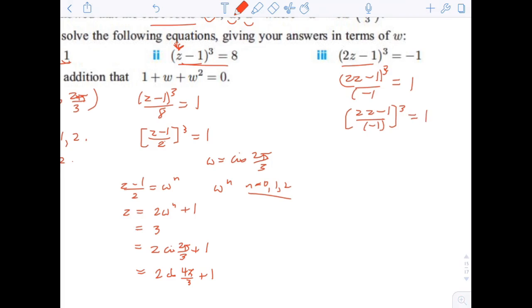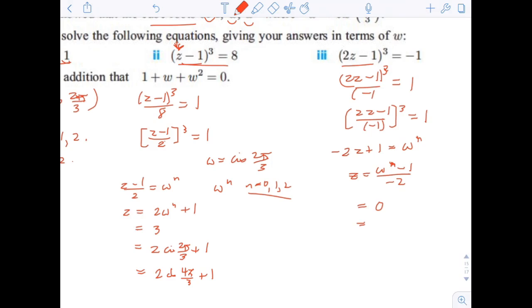equals 1. So now we know that our omega is actually equal to 2z minus 1 divided by negative 1, or we could just say it's negative 2z plus 1. We're going to set that equal to omega to the n, where n is equal to 0, 1, or 2. Then we're going to solve for z. So we're going to have omega to the n minus 1 divided by negative 2, and that will be equal to z. So this, for n equals 0, would be 1 minus 1 divided by negative 2, which is 0.